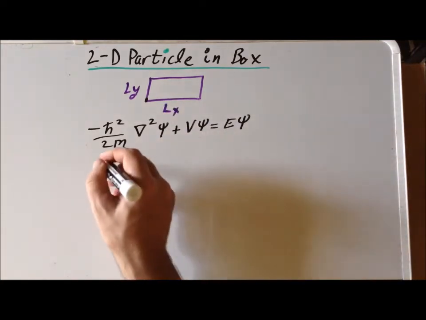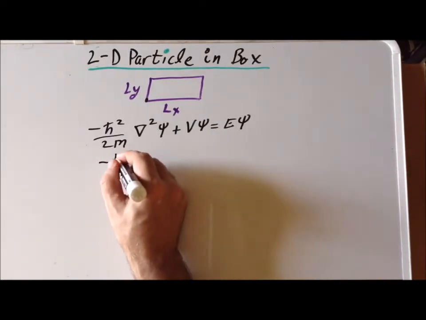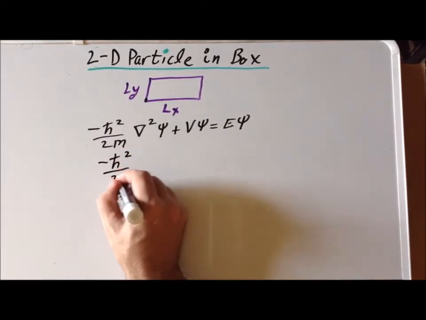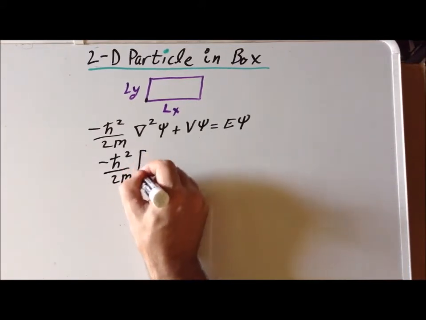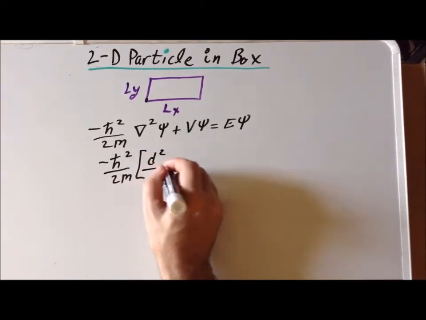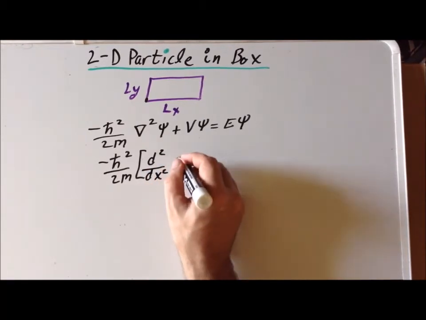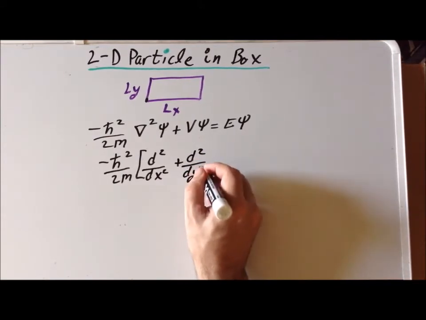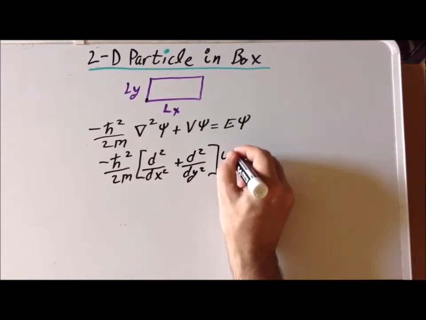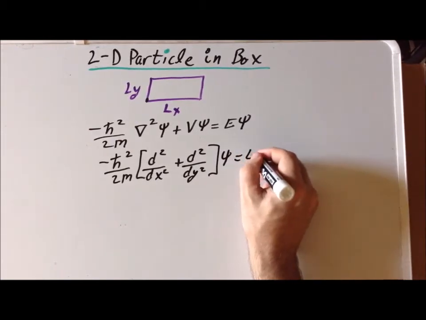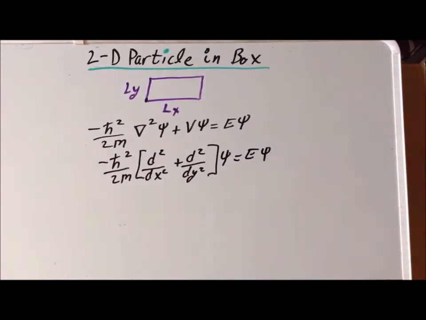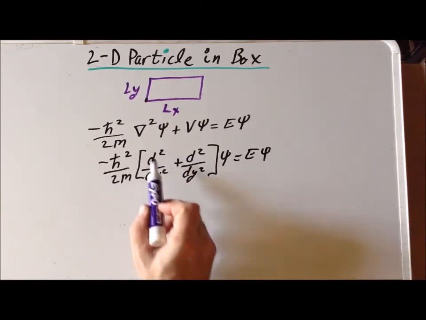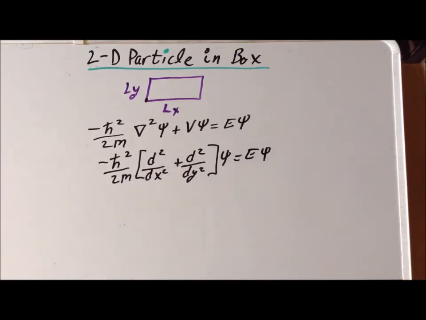we can write the appropriate Schrödinger equation as minus h bar squared over 2m times the second derivative with respect to the x coordinate plus the second derivative with respect to the y coordinate acting on psi. And this is going to be equal to the energy of the system times psi. These are partial derivatives. I've written them as ordinary derivatives, but they'll be partial derivatives.